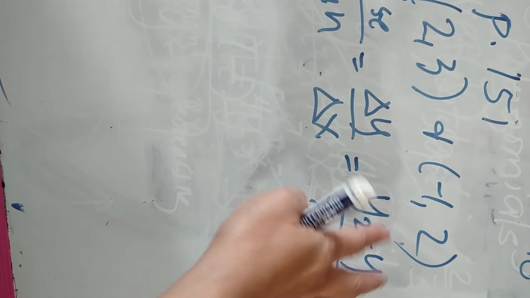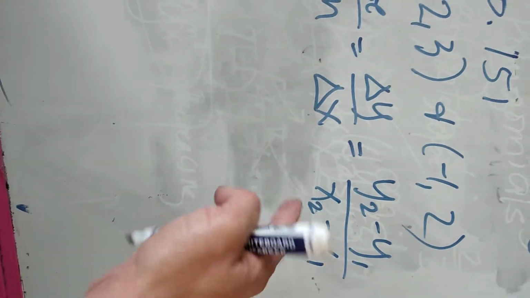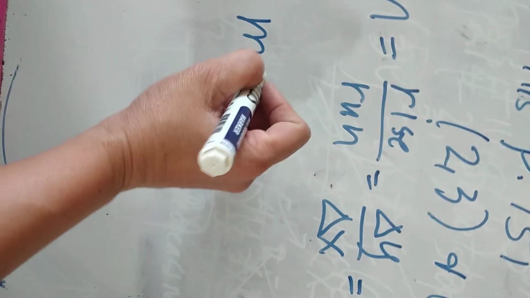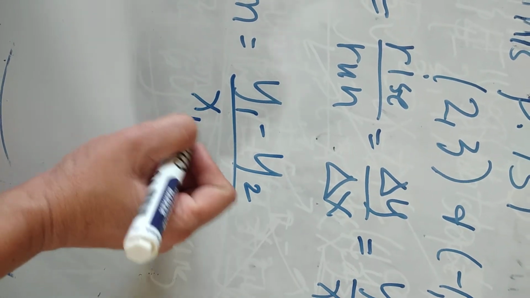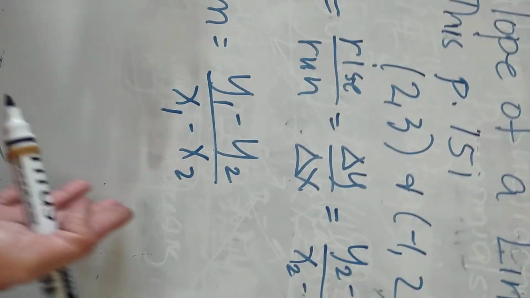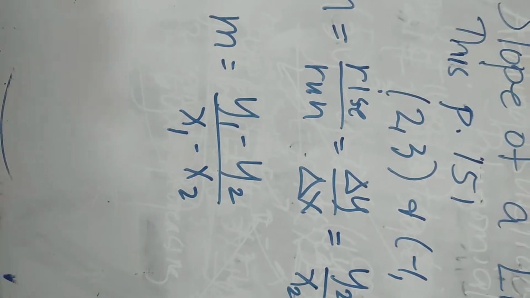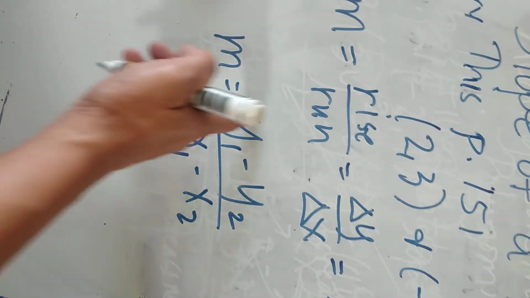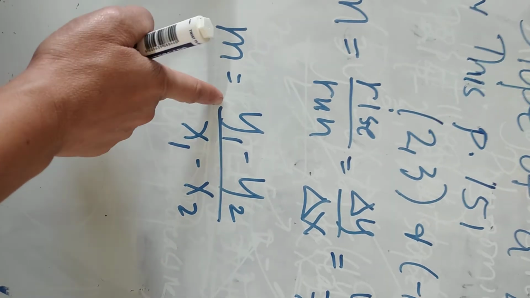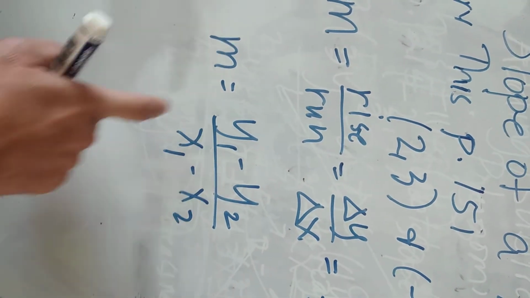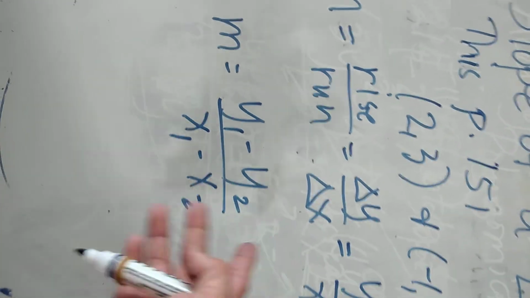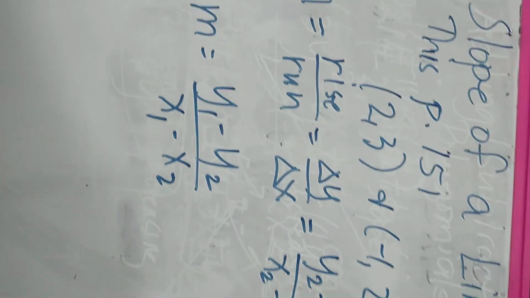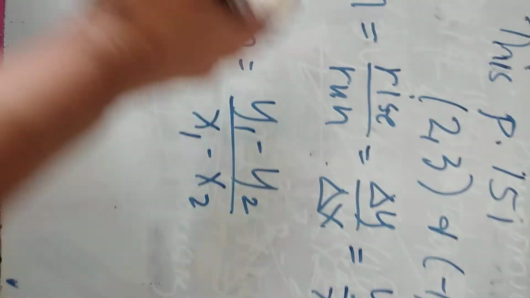Can we interchange the sub 1s? It's fine as long as you are consistent. If your formula is y sub 1 minus y sub 2 over x sub 1 minus x sub 2, it is perfectly fine. It will give you the same result, as long as you are consistent. If you did the y sub 1 first, then you do the x sub 1 first in the denominator. But you can never interchange the numerator with the denominator. So using this formula, let's now find our slope.